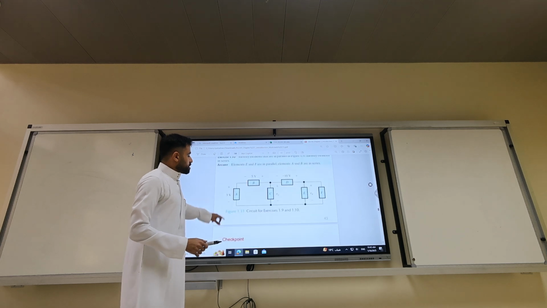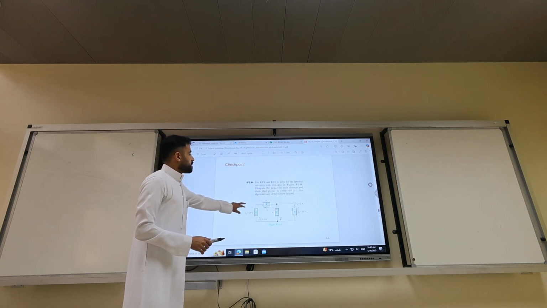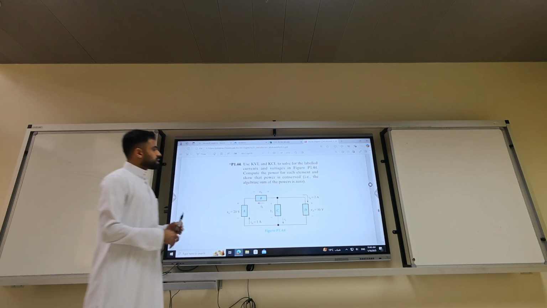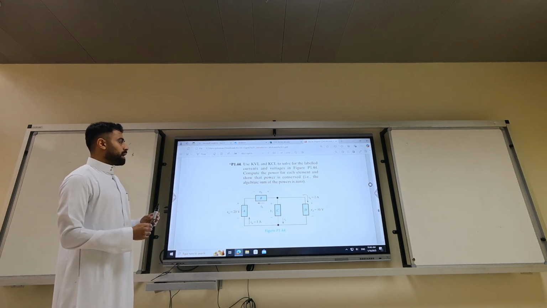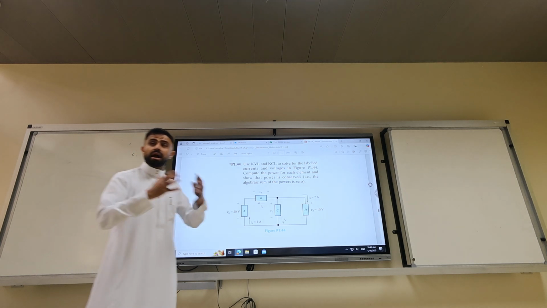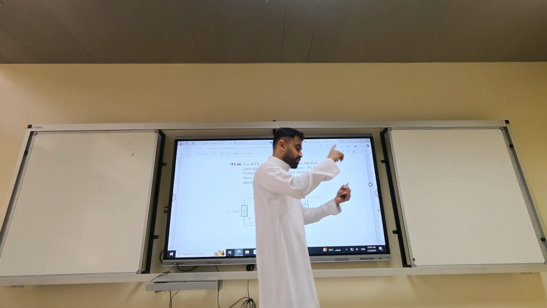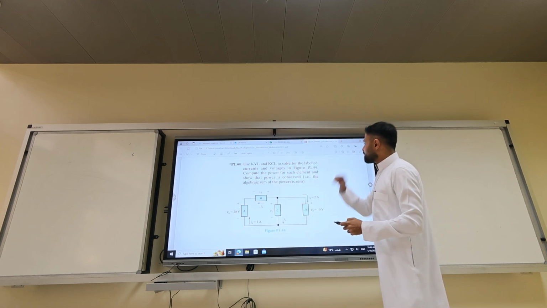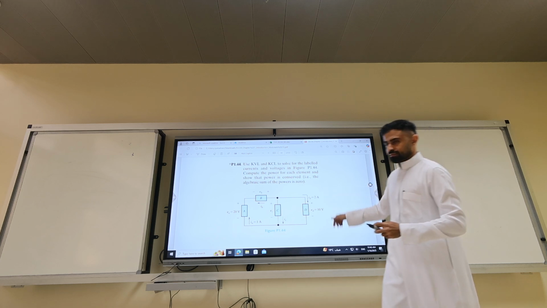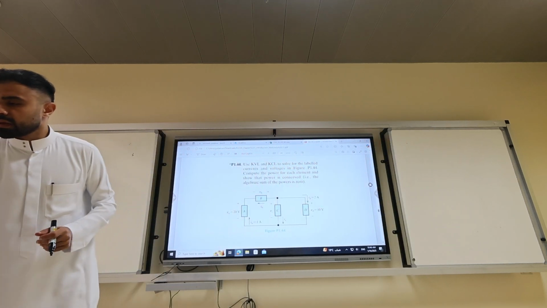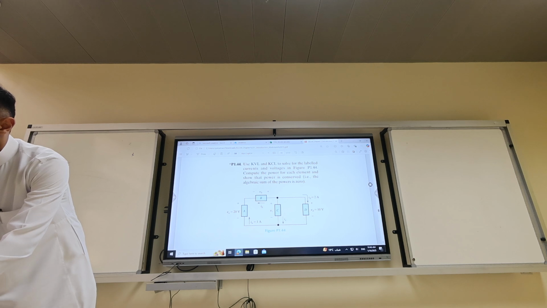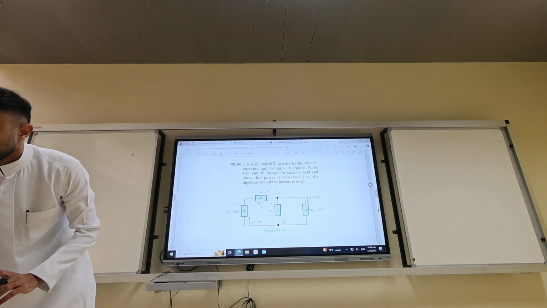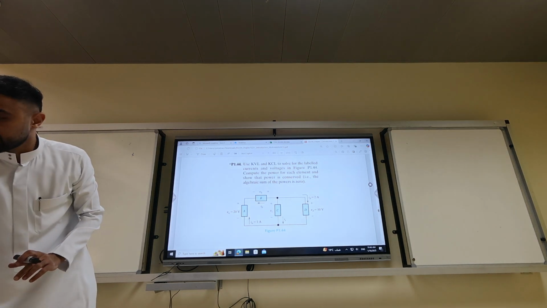So let's try to do the checkpoint. Use KCL and KVL to solve for the labeled currents and voltages in Figure 1.44. Compute the power of each element. This question is tricky. It asks about KCL, KVL, and power. So how to solve this problem? We don't have enough time, but hopefully we will. Figure 1.44.